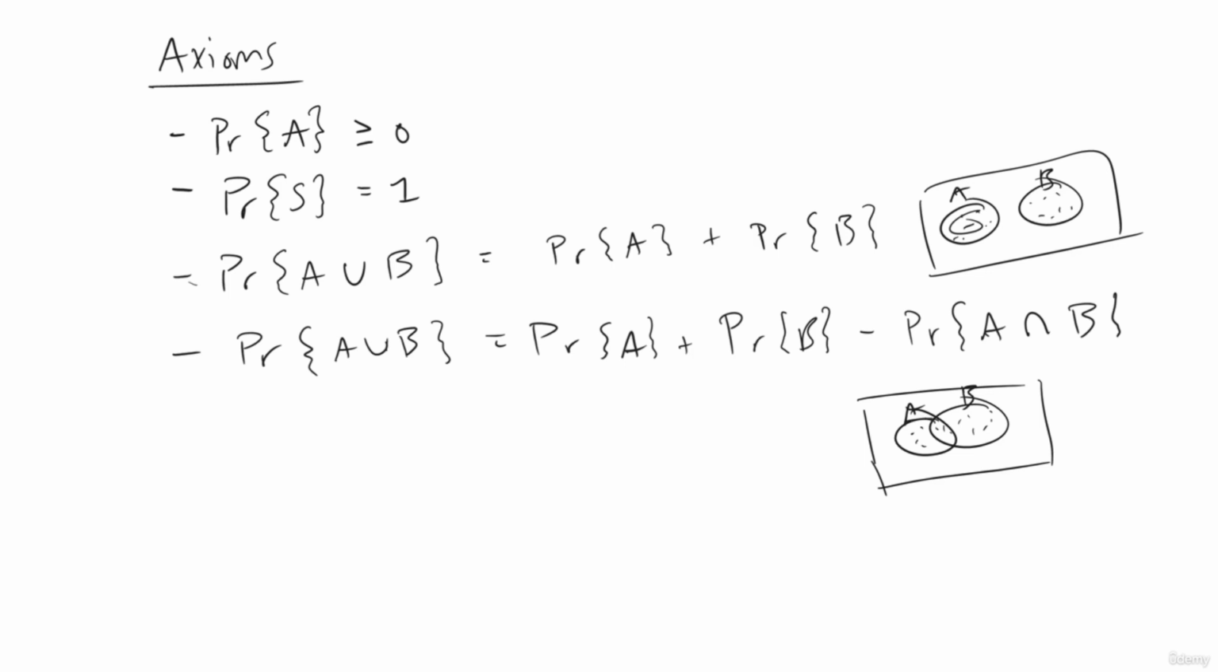Well, if we consider the probability of A first, we consider everything here. And then when we consider B, we consider everything here, including the intersection. This whole intersection got counted twice, so we need to subtract it off to get back to counting those events just once. And that's why we do that.